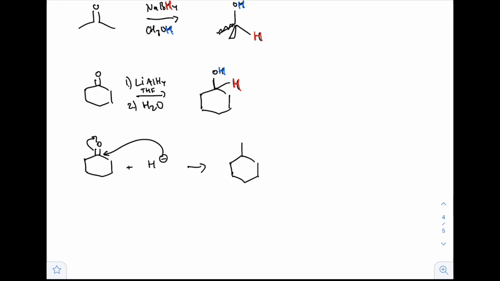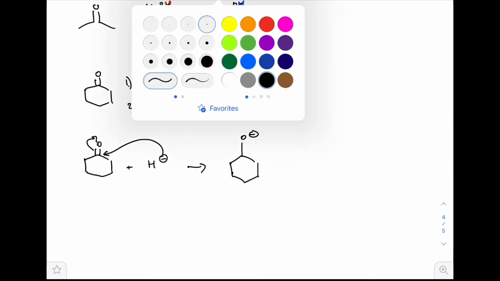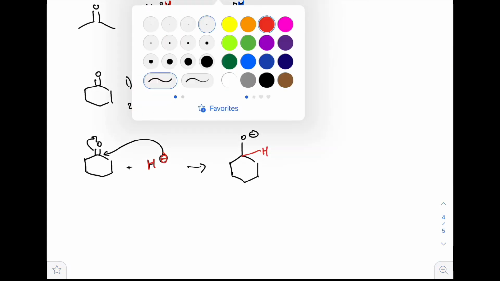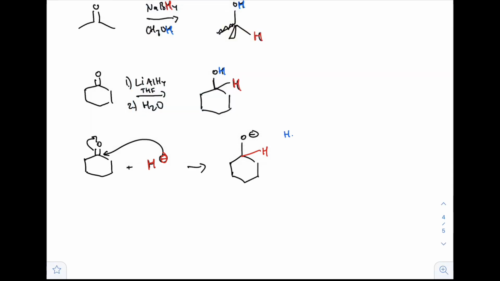So H minus attacks. That carbonyl group is susceptible to nucleophilic attack. Boom, we got that red hydrogen there from the alkoxide, which loves protons. So we'll throw a little water in there as our step 2. Protonate that with that blue hydrogen, and now you know where it came from. Bada bing, bada boom. There it goes.